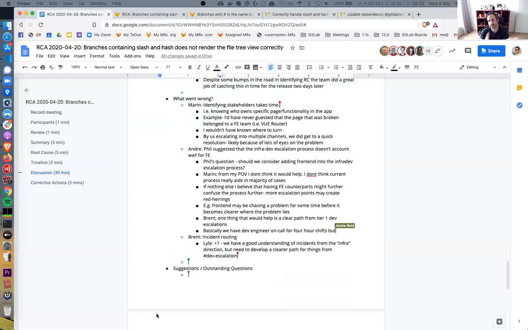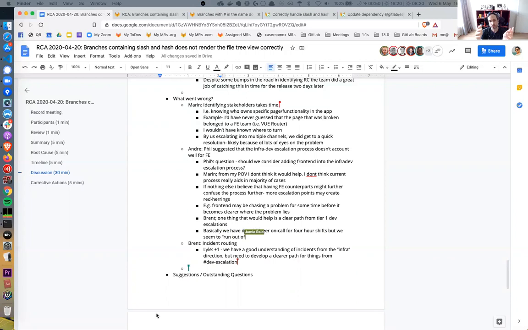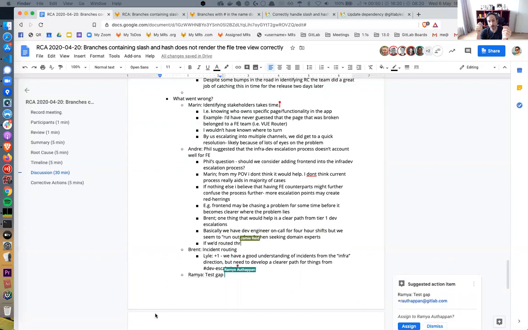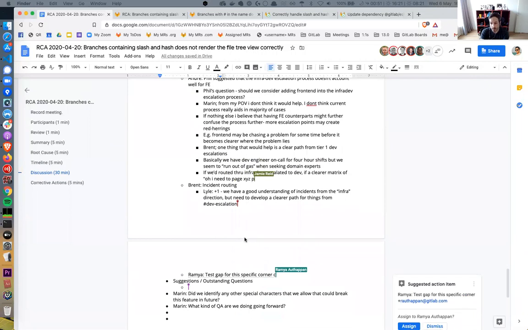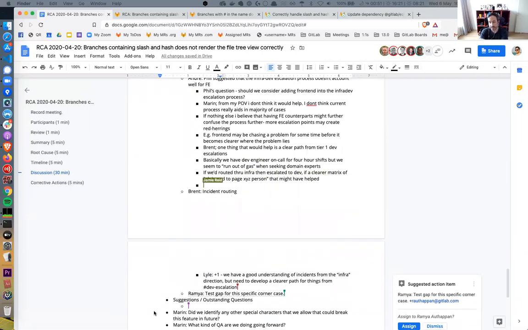And so I think in this case, if we had routed this through infra, then escalated to dev, or vice versa, being able to say, I need to page this person, which I know we don't have a distinct paging mechanism right now, but I need to page you as manager, or somebody that's a domain expert from the front end to come in. I think that would have been helpful in situations like this.